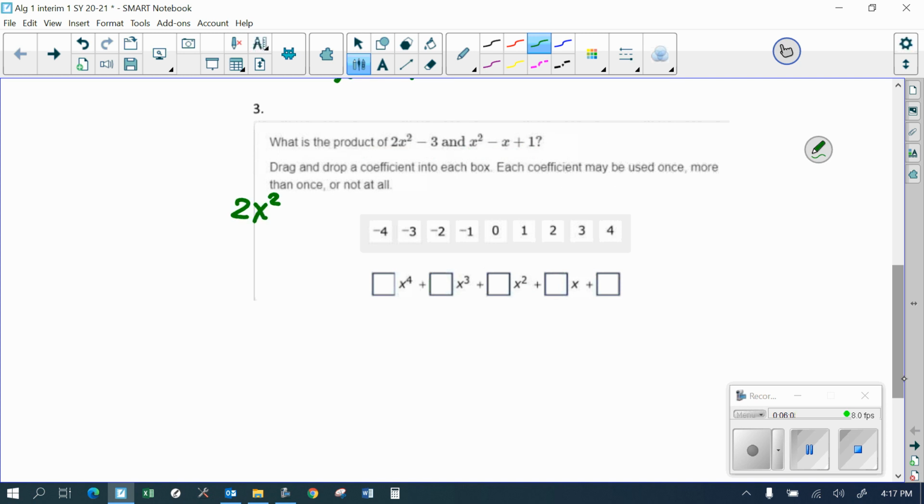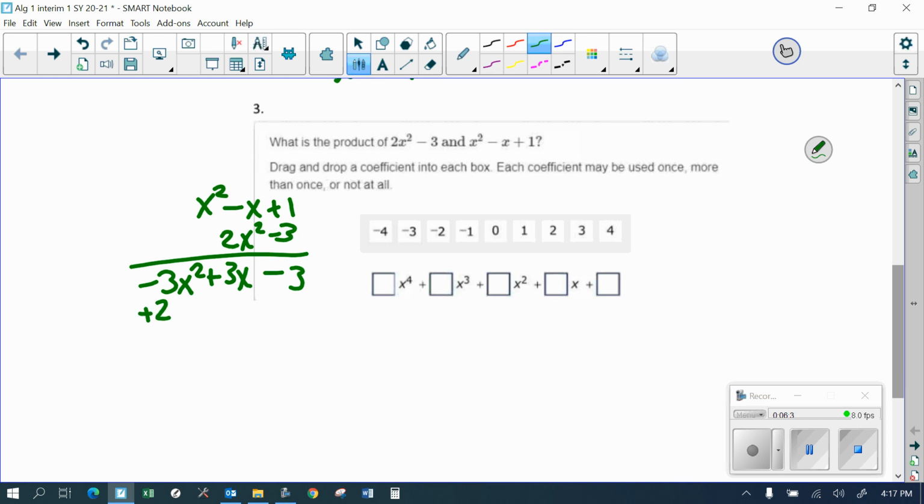2x squared. Right, the trinomial at top: x squared minus x plus 1. 2x squared minus 3. So yeah, minus 3 plus 3x minus 3x squared. Then I have 2x squared times 1 is 2x squared. So it goes underneath the x squareds. Then I have 2x squared times negative 1, which is negative 2x cubed. And then I have 2 times 1 is 2x to the fourth. Now add straight down. I got all my room there.